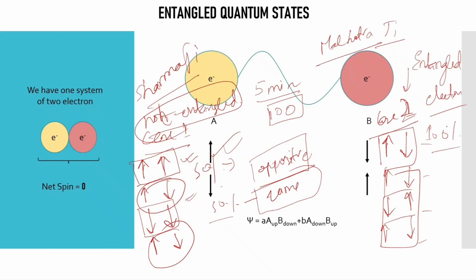So in simple terms, entanglement is nothing but when two parts of the system are not independent of each other, rather their state is determined by what state the other is in. That is, if I know A is up, I know with certainty that B is down.